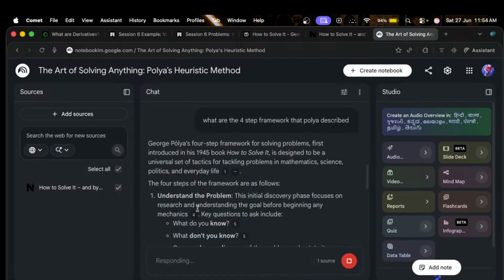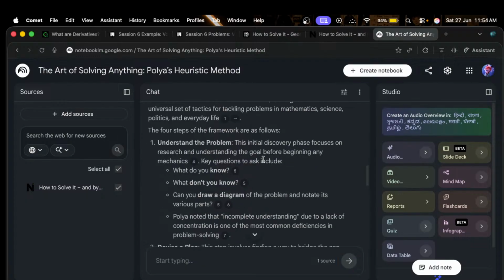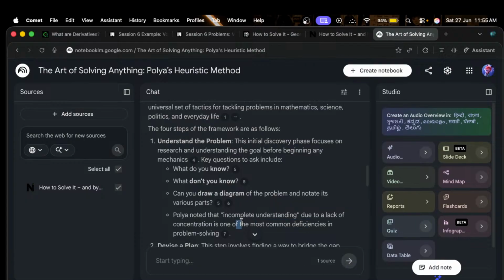First, understand the problem. This is the initial discovery phase, but how can we understand the problem? What do you know? What don't you know? Can you draw a diagram of the problem and notate its various parts? So we can visualize the problem, in a sense. Okay, I can understand that. Polya noted that incomplete understanding due to lack of concentration is the most common deficiency in problem solving.